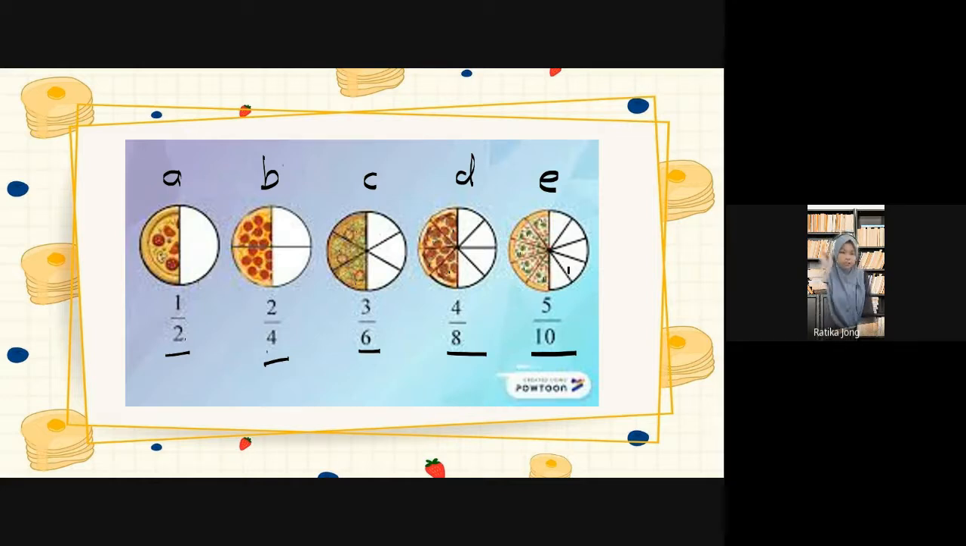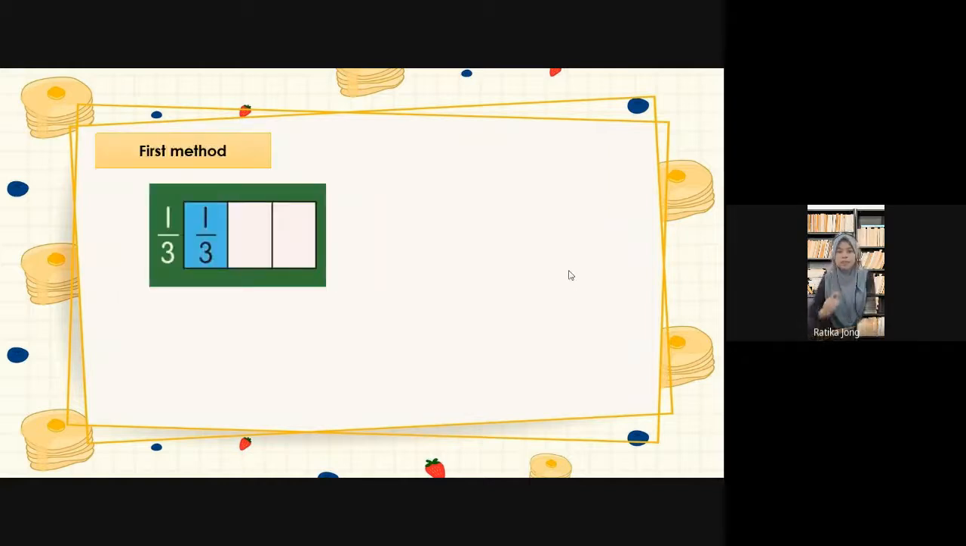Okay, so now, how are we going to find the equivalent fractions? Ada 3 cara. There are 3 ways, 3 methods. Okay, the first method is by using drawing. What we are going to do is we are going to draw the same object with the same size. Tapi kita bahagikannya kepada semakin banyak bahagian. We divide the parts into more parts. Okay, so here we have 1/3.